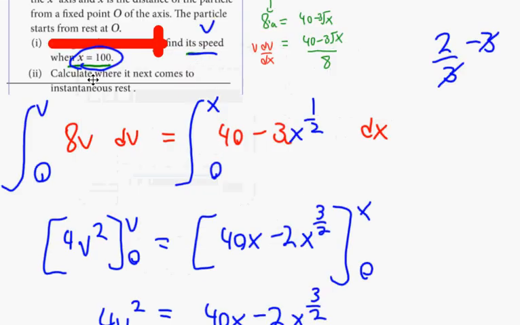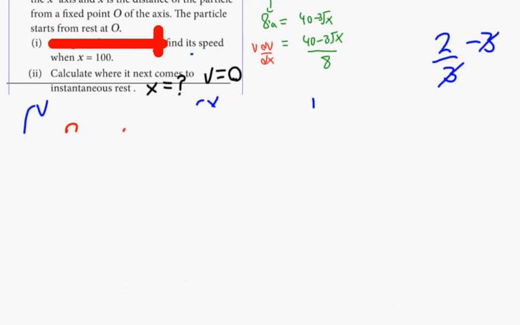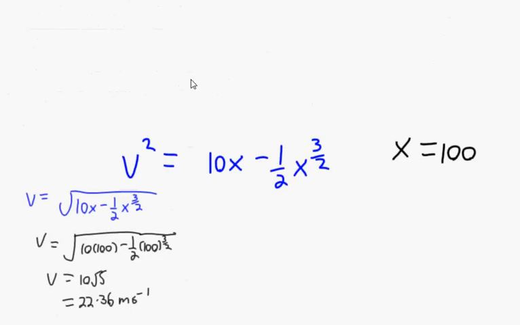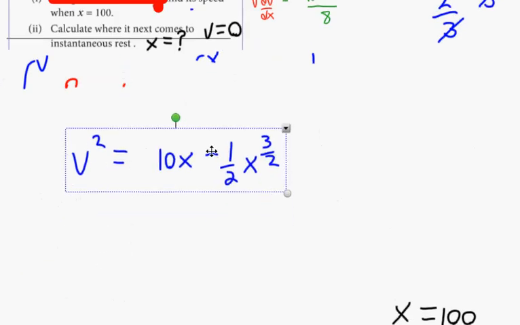What's next, guys, is calculate where it next comes to instantaneous rest. v equals 0. It doesn't say the time taken, does it? It says where it next comes to rest, so we're assuming that we're looking for an x value. v is a certain value, find the x value. So we're going to go all the way back down here to our v squared equation. This one here.